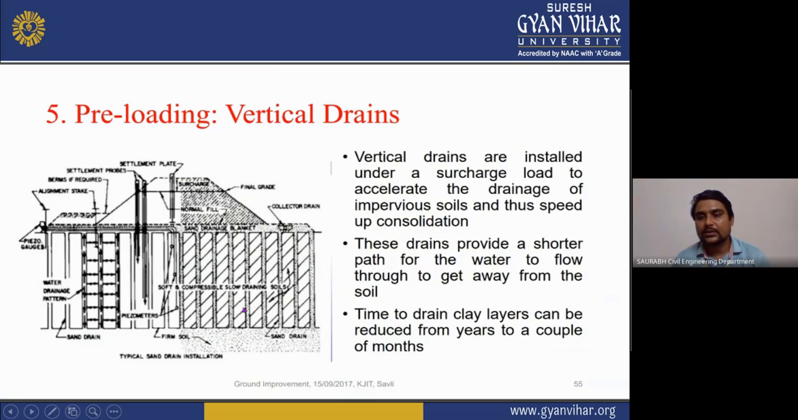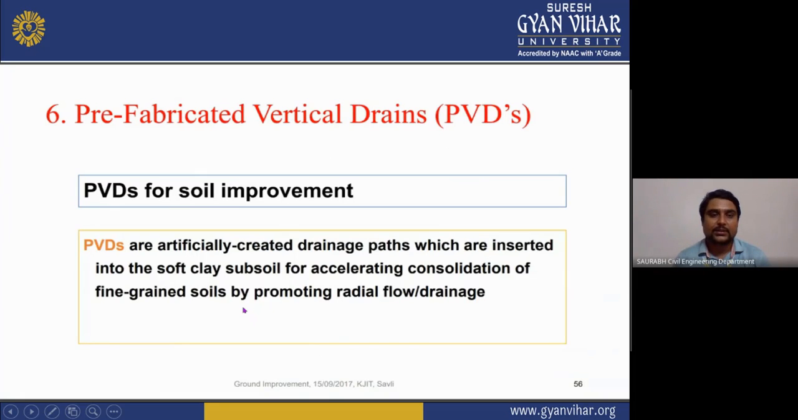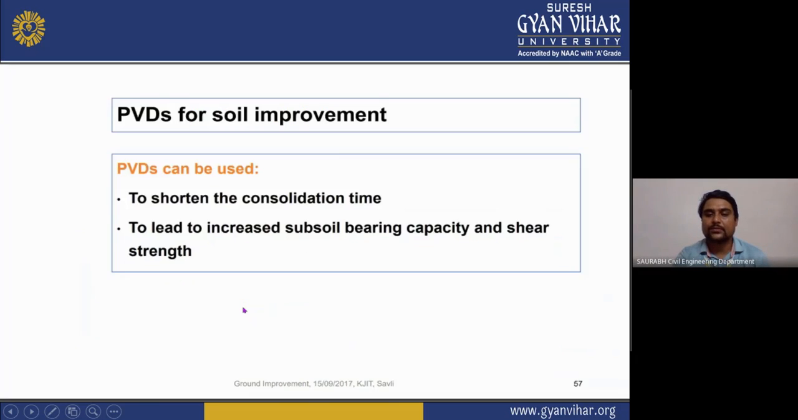Here is pre-loading with vertical drains. Vertical drains are installed under a surcharge load to accelerate the drainage of impervious soil and thus speed up consolidation. These drains provide a shorter path for the water to flow through and away from the soil. The time to drain a clay layer can be reduced from years to a couple of months. As you can see, this is the prefabricated vertical drain, also known as PVD, for soil improvement.